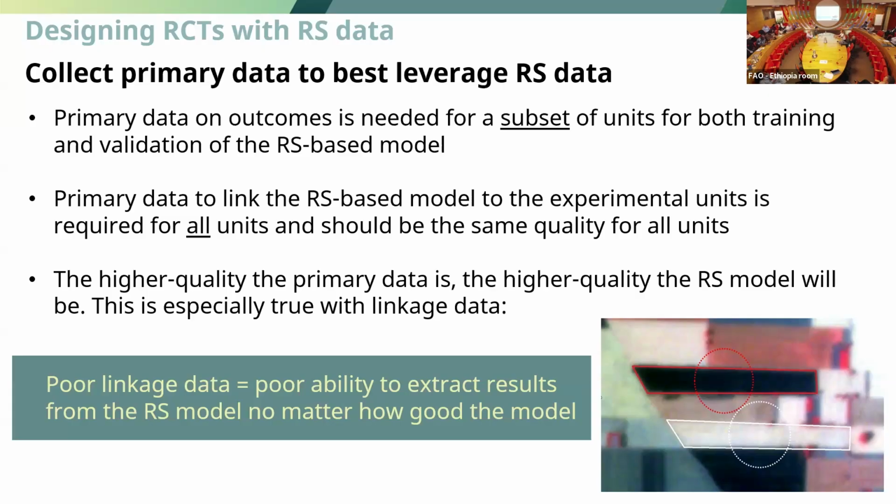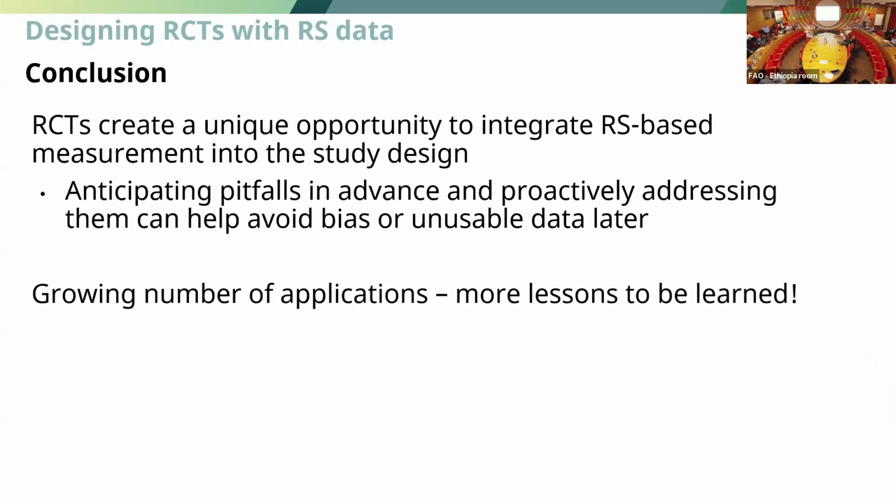So we go over in the chapter a lot about the requirements for linkage data, and the higher quality, the better. So if you can get perimeters rather than points, better. But if you can just get points, you can do things with that as well. So that's really the bottom line, that RCTs create a unique opportunity to integrate remote sensing based measures, but we need to anticipate the pitfalls in advance to make the best use of remote sensing data. That's it.